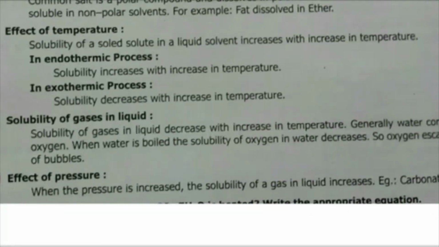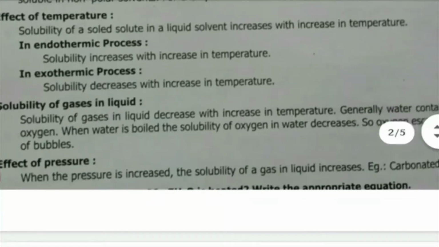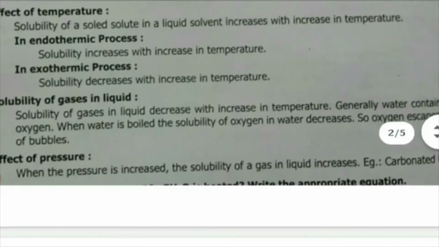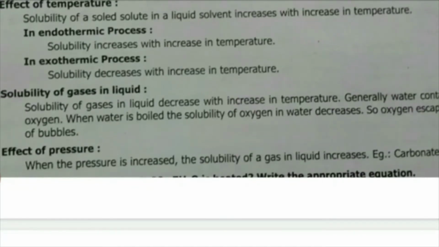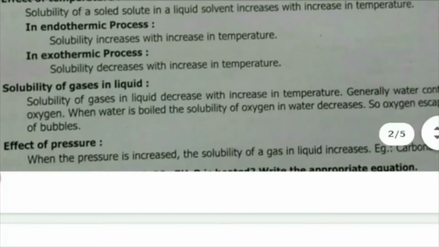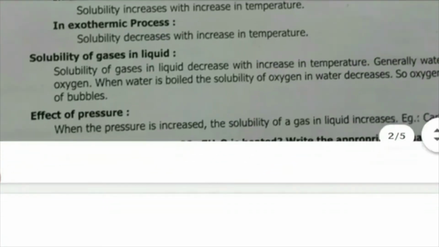The second one, effect of temperature. Solubility of a solid solute in a liquid solvent increases with increase in temperature. In endothermic process, this solubility increases with increase in temperature. In exothermic process, this solubility decreases with increase in temperature.